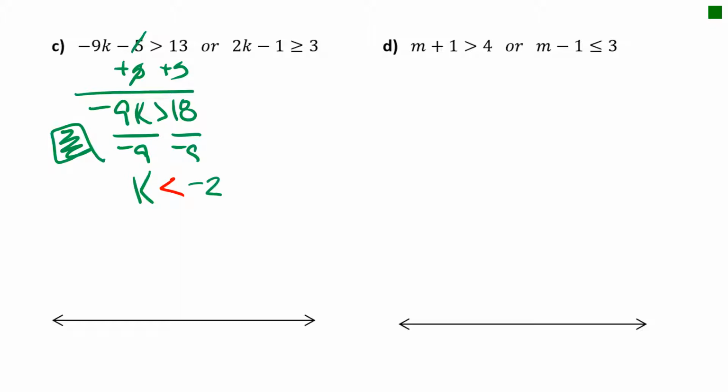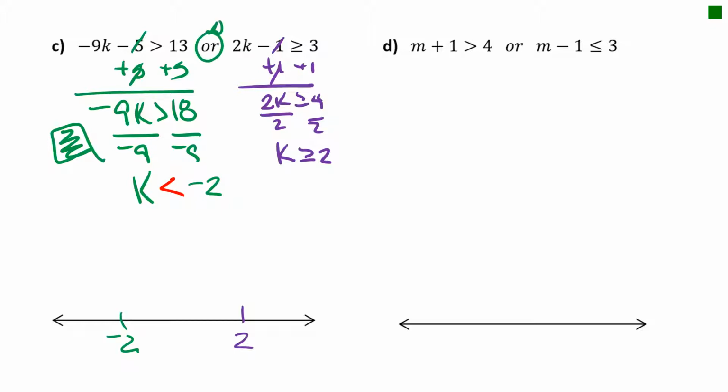I'm going to go to my other problem. I'm going to add 1. I have 2k, cancel, is greater than or equal to 4. Divide by 2. I do not flip the sign because I did not divide by a negative. I get k is greater than or equal to 2. 2 goes to the right, -2 to the left.